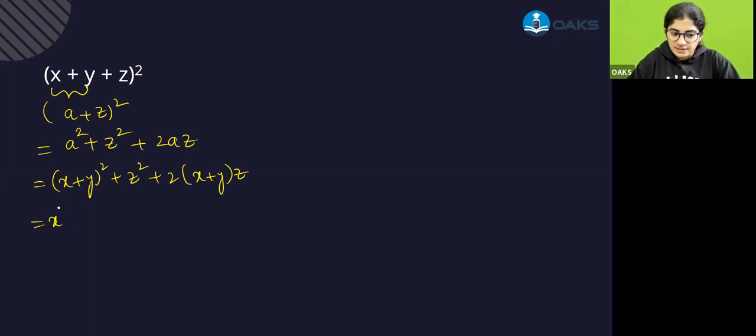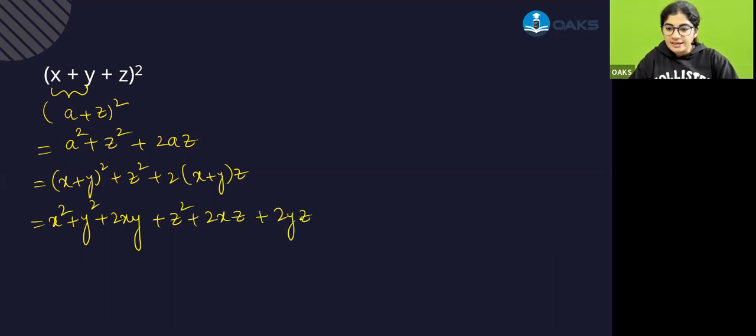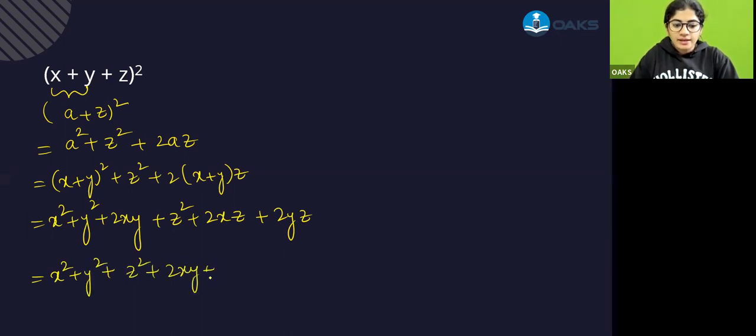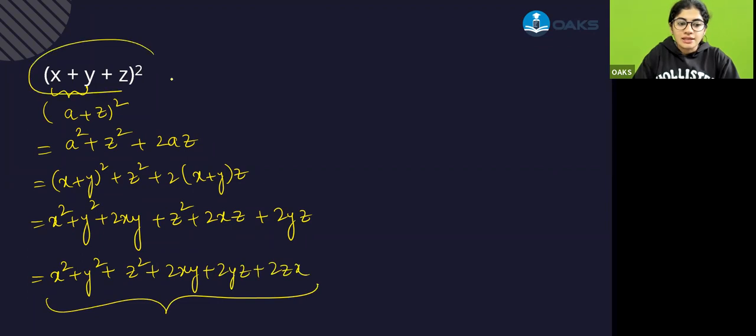That is x square plus y square plus 2xy plus z square. Now we need to solve this also, that is 2xz plus 2yz. Right? Now we just rearrange the terms and we get our identity: x square plus y square plus z square plus 2xy plus 2yz plus 2zx. Now this is the answer to this identity.